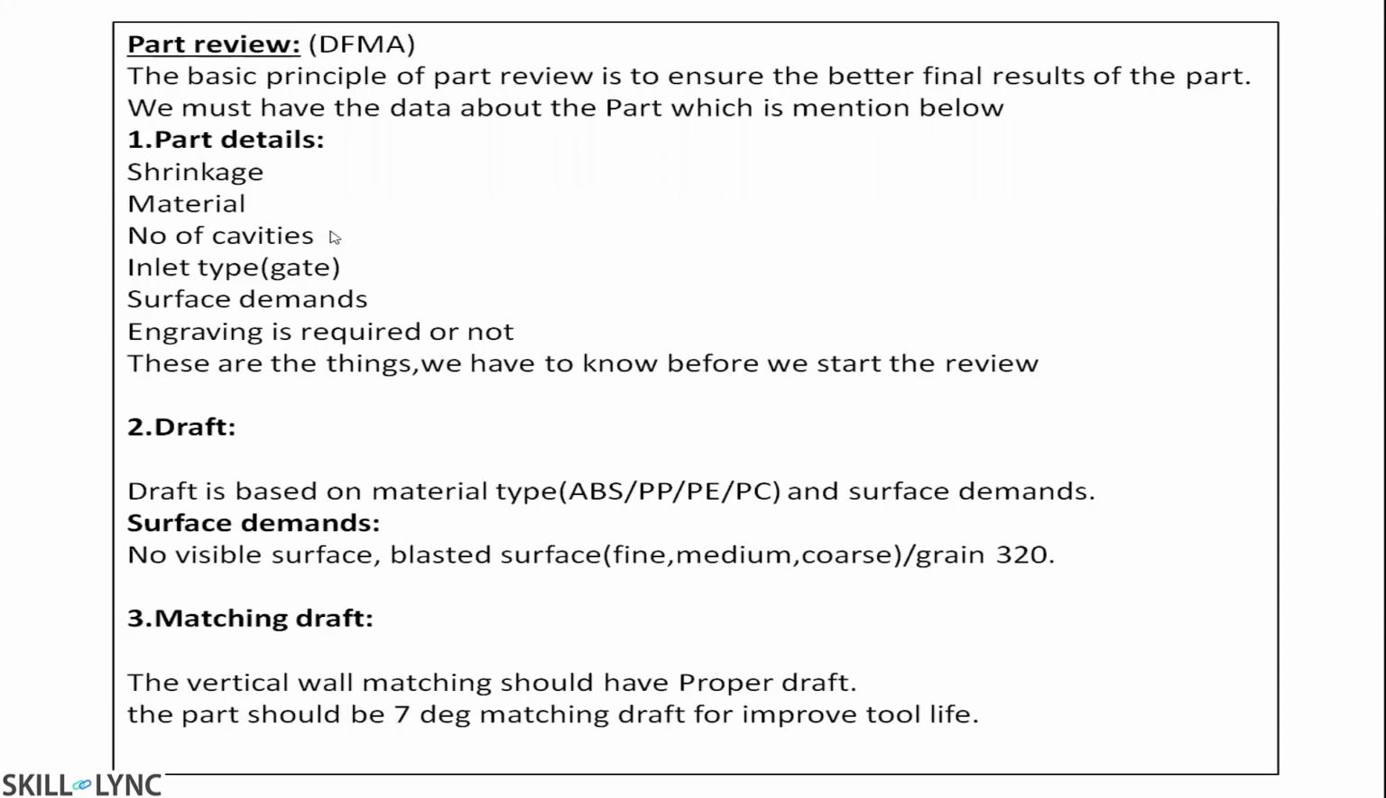And the number of cavities required for molding the part. For example, if you want to mold prototype parts, even a single cavity is enough. If you want to mold 1000 parts and even lakhs of parts, more cavities is good to reduce the mold cost. And the type of gate, as I told you, will be decided based on the production quantities required by the customers and the surface demands. What we mean by surface demands: for each plastic part, the finish will vary.